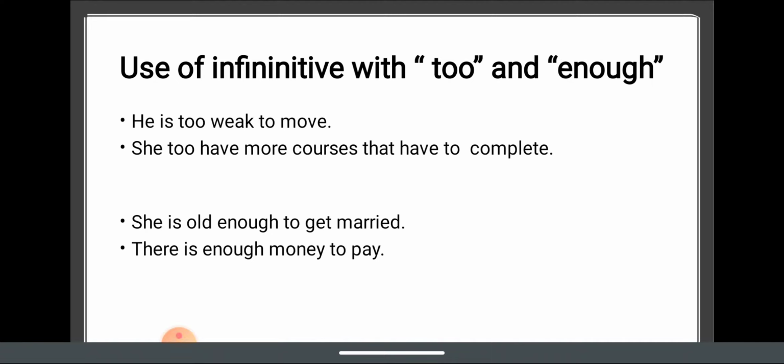Infinitive verbs are used with too and enough. He is too weak to move. She has more courses than she has to complete. She is old enough to get married. There is enough money to pay. So in these sentences, to move, to complete, to get, to pay are infinitives.